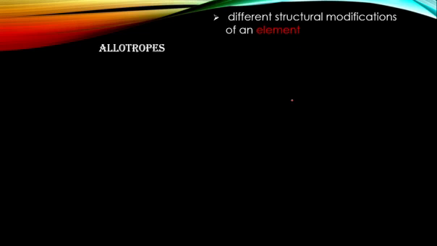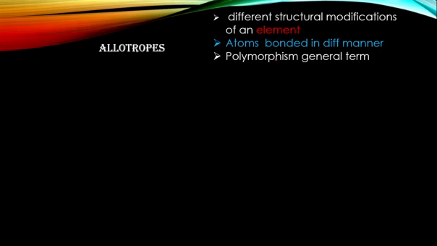So now let us define allotrope. Allotrope is a different structural modification of an element. So that means atoms are bonded in a different manner. While polymorphism is the general term that is used.